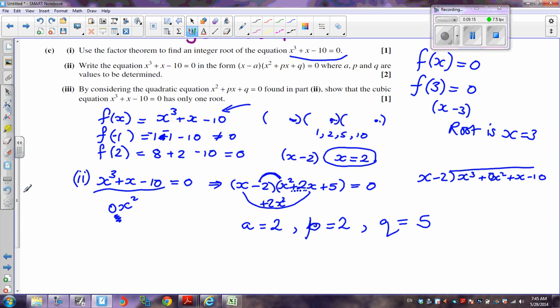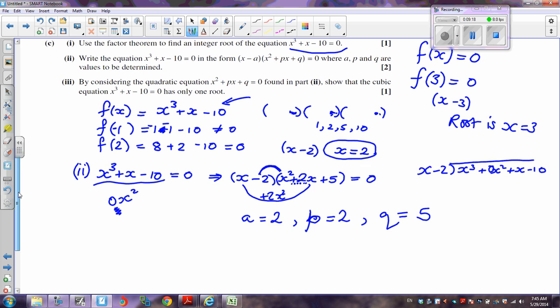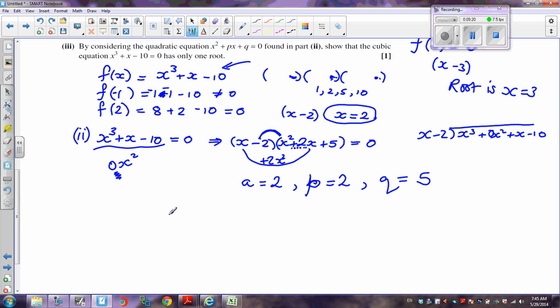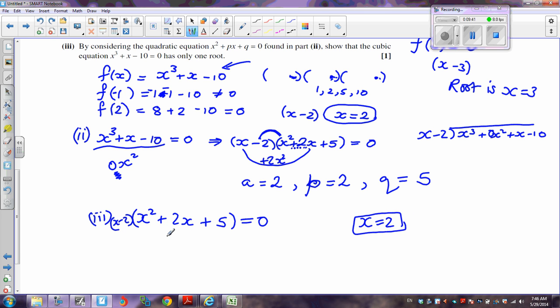Okay, now, by considering the quadratic equation found in part 2, well, that's the quadratic equation. Okay, so I found that x squared plus 2x plus 5. So remember, my whole thing was x minus 2 here, and that equals 0. So I've already established that one of the roots to my equation is x equals 2. Let's now have a look at this quadratic equation. So we've got x squared plus 2x plus 5 is equal to 0.